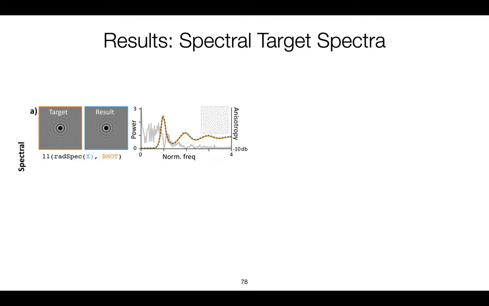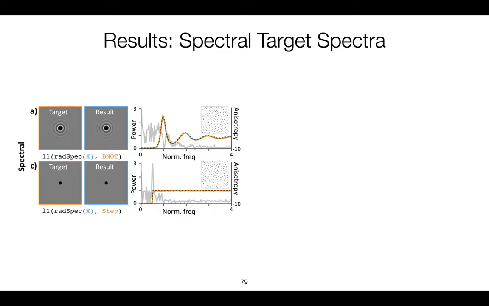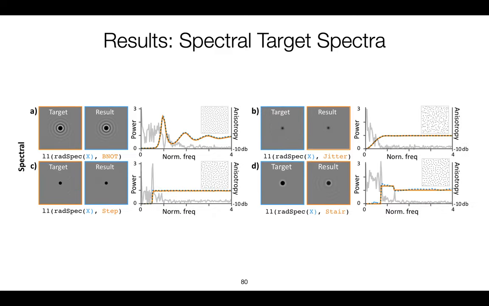To proof check our implementation, we first tried to design state-of-the-art blue noise sampling patterns. For example, here we took Diego and colleagues' optimal transport as target blue noise, and showed that our result matches the target very closely. We also did the same for the step blue noise, stratified, and stereo blue noise sampling patterns.